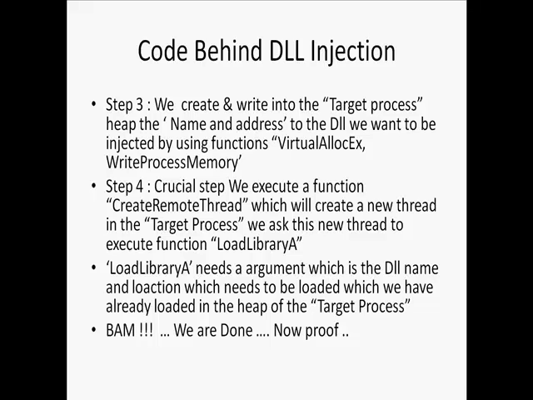So what we are basically doing is creating heap memory inside the target process, and using WriteProcessMemory, we are writing something to it. What is it that we are writing? We are writing the arguments which will be required by the LoadLibrary function, which will be called within the next few minutes. What are these arguments? The arguments are the DLL name and the DLL location, which should be loaded by the LoadLibrary function.